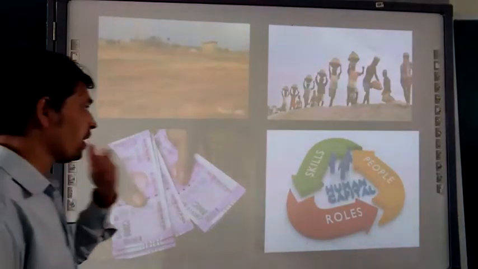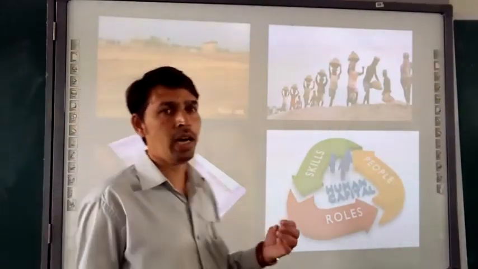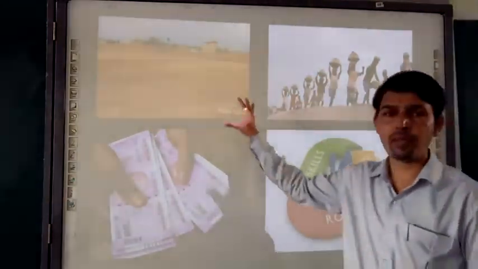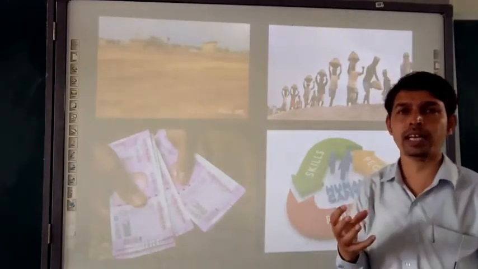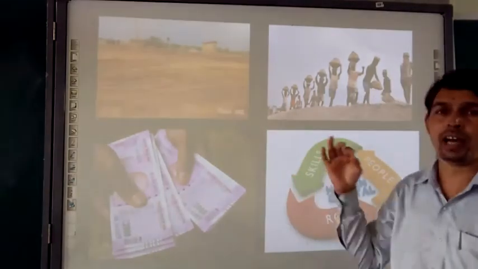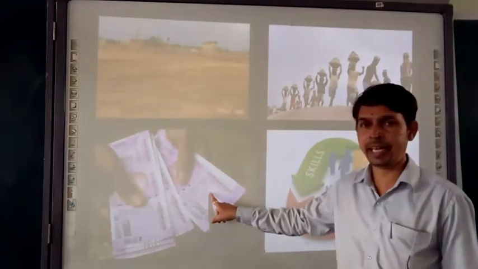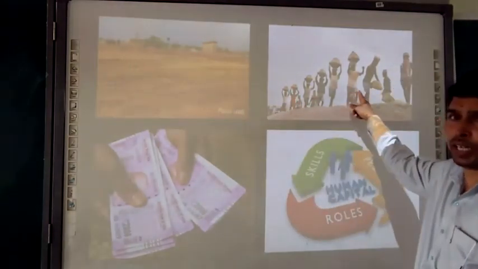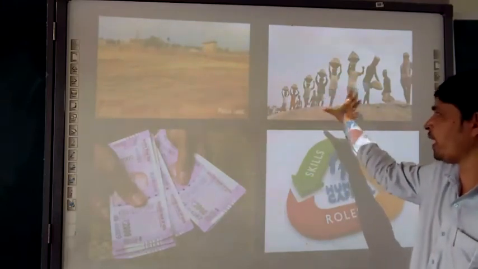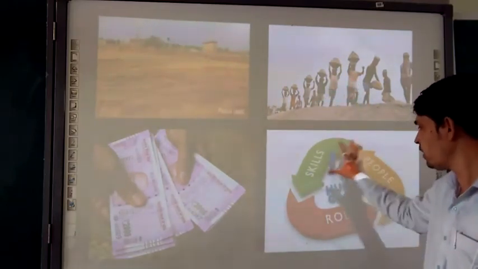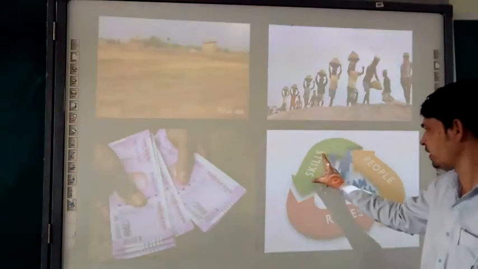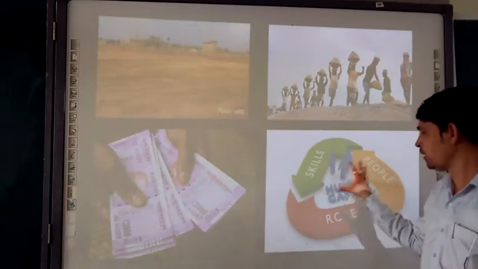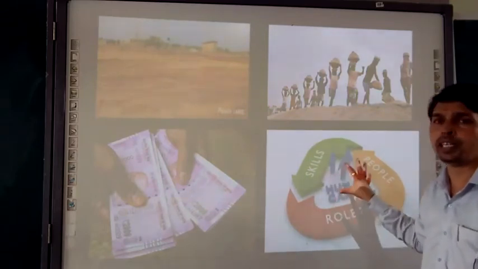Next, coming to this point, I want to explain one more point which is very important. I have placed all these photographs for you so that you can understand that the factors of production are very important. Here you are seeing money in hand, here you are seeing land, here you are seeing the laborers working for any work. Then here is the human capital, people having skill and their different roles, they come as human capital.